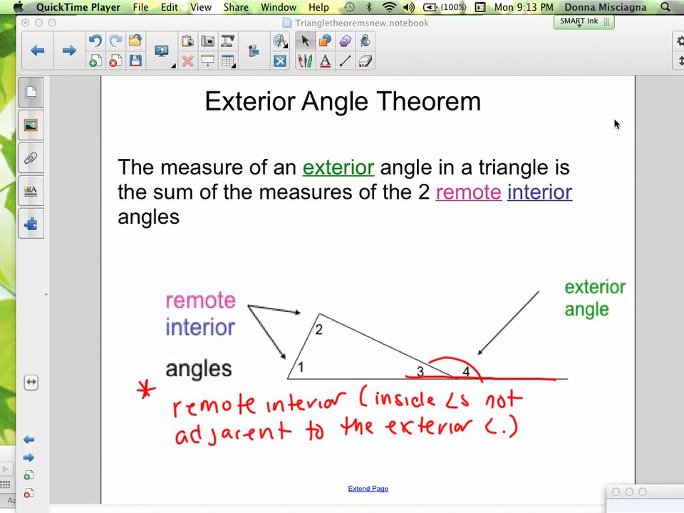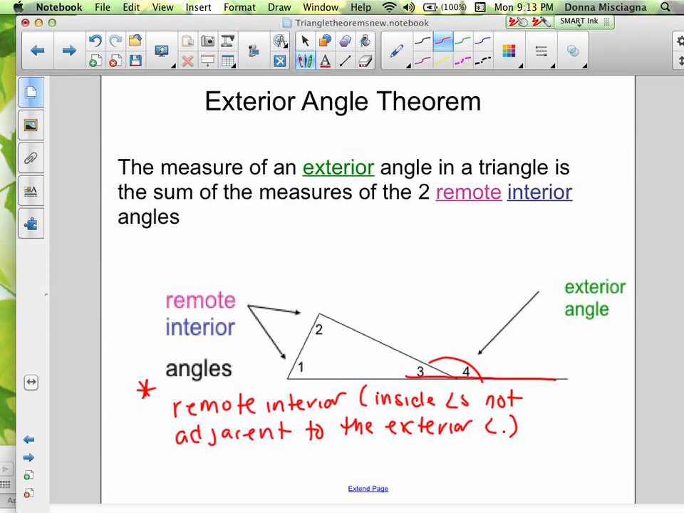So here, angle 1 and angle 2 are remote interior angles. They are angles inside the triangle, and they're not adjacent to the exterior angle. And we know that we can draw three exterior angles, one at each vertex. We saw that in the last podcast. But the theorem says the exterior angle, whatever exterior angle we're interested in. In this case, we're interested in angle 4. Angle 1 and angle 2 are the remote interior angles.